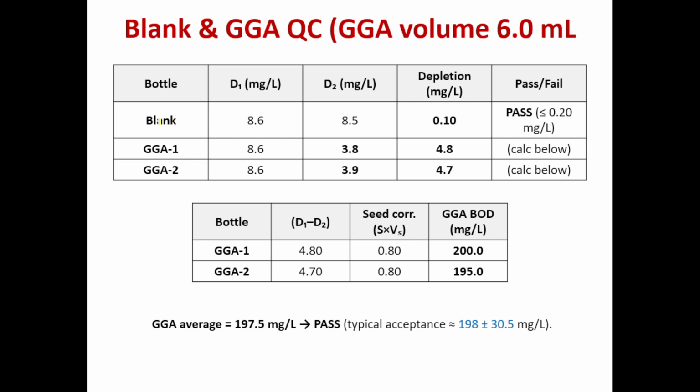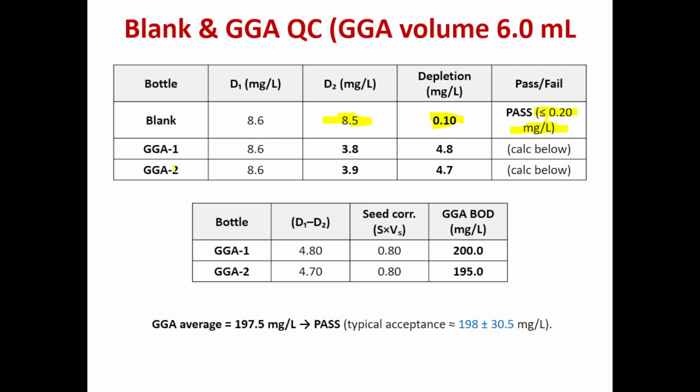About the blank, the final DO is 8.5, so the DO depletion is 0.1, which passes the test because the required quality check says that the depletion should be less than 0.2 mg per liter.